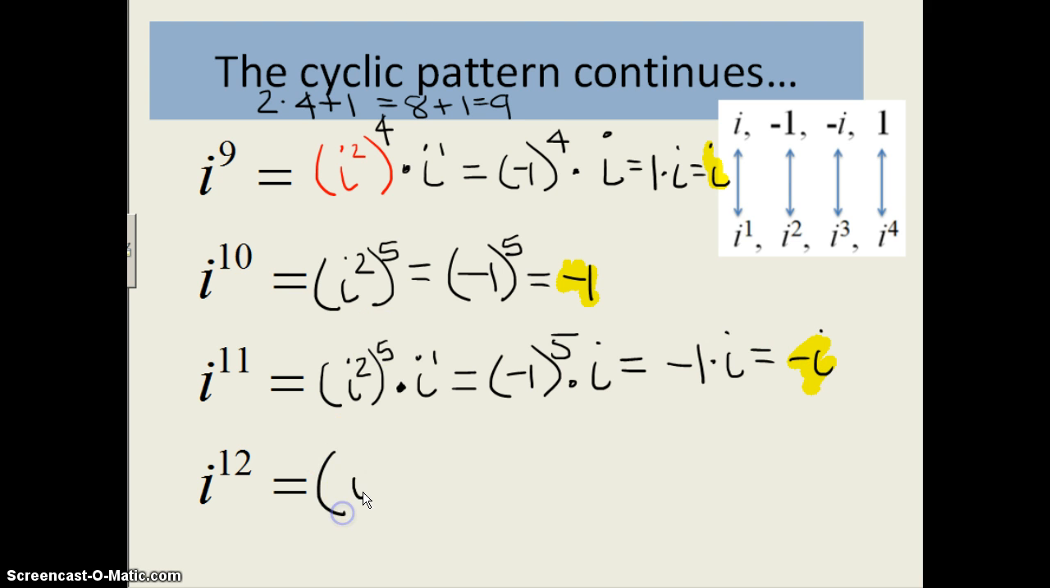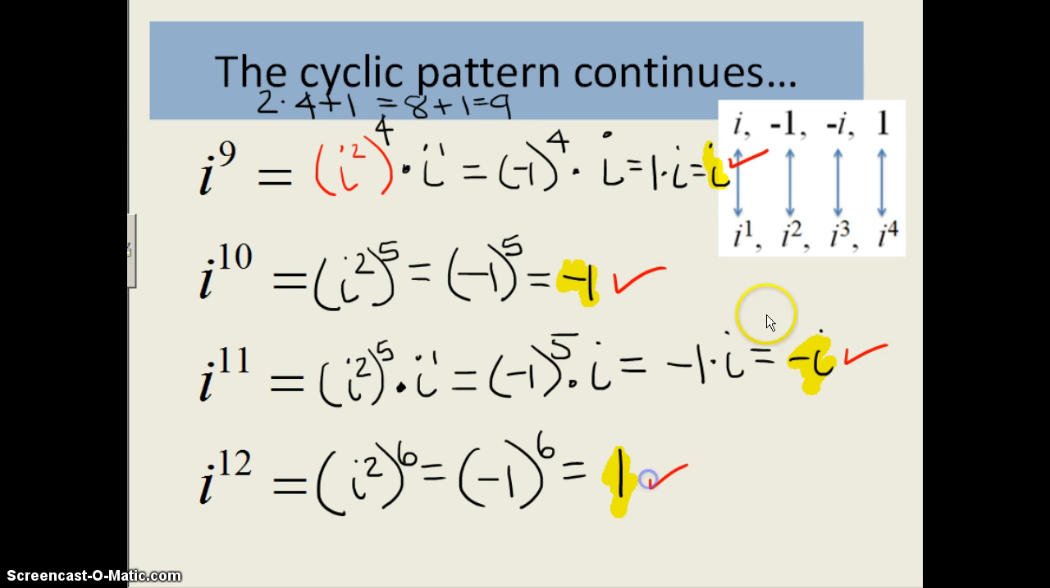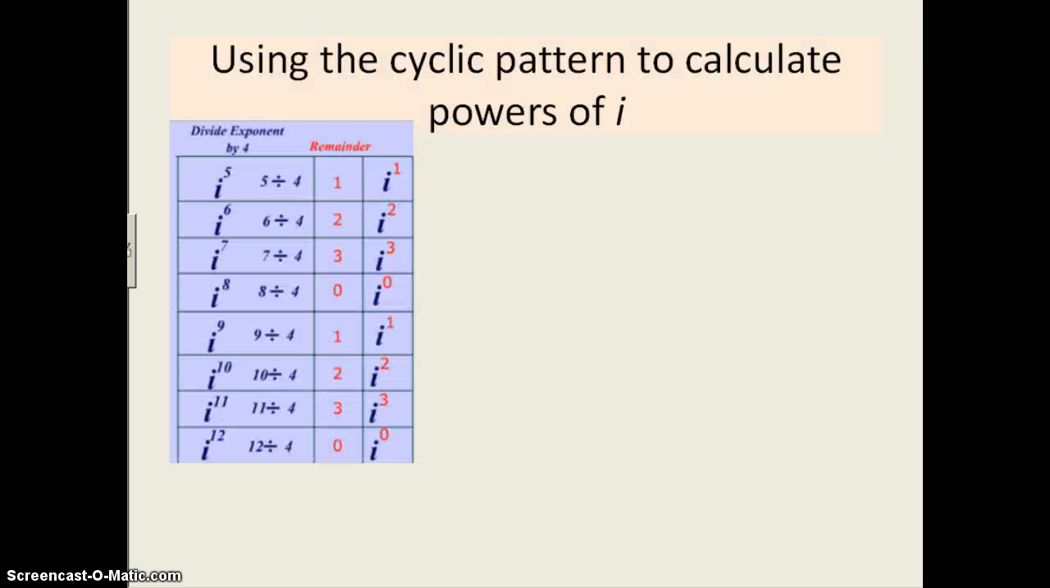And i to the 12th is i squared to the 6th power, because 2 times 6 gives me 12. So we have -1 to the 6th power. Since it's an even power, we get +1. Well, there we have it again. There's our cycle: i, -1, -i, 1. i, -1, -i, 1. So we completed another cycle.